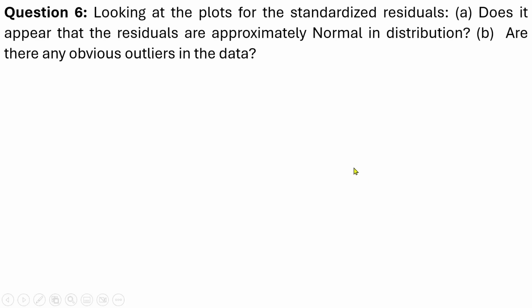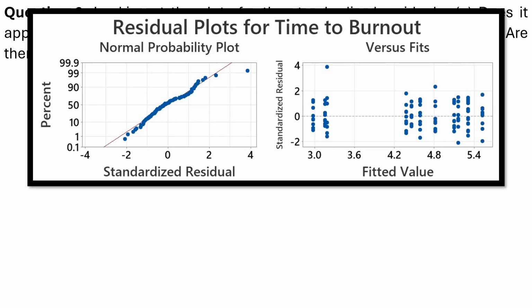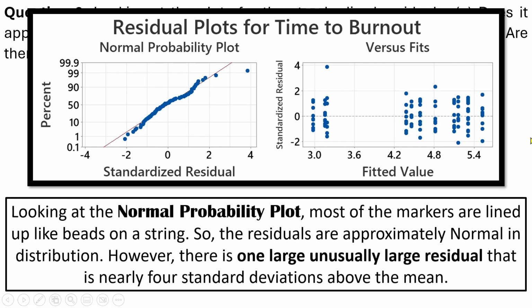Next step is we want to check for normality of the residuals. So here is the residual plot. Often these two plots are given together, but to check normality, you only need to look at the normal probability plot. So in this case, looking at that plot, most of the markers are lined up like beads on a string. In other words, in a straight line. So the residuals, we can say, are approximately normal in distribution. We do note, however, that there is one unusually large residual, and that residual is evident in both of these plots.